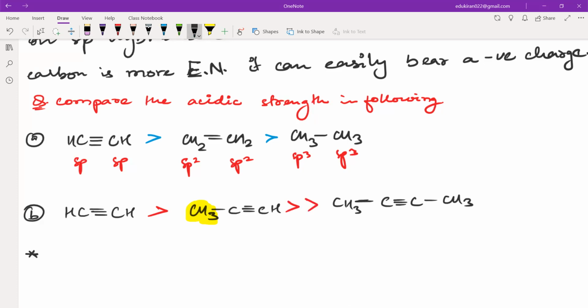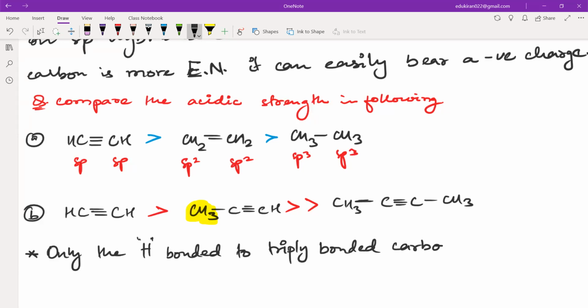Now, one point to make clear, you have to note this: only the hydrogen bonded to a triply bonded carbon atom is acidic. These other hydrogens are not acidic. Okay, is it clear? Yes or no? Please tell me, any problem till here? No, sir. Okay.